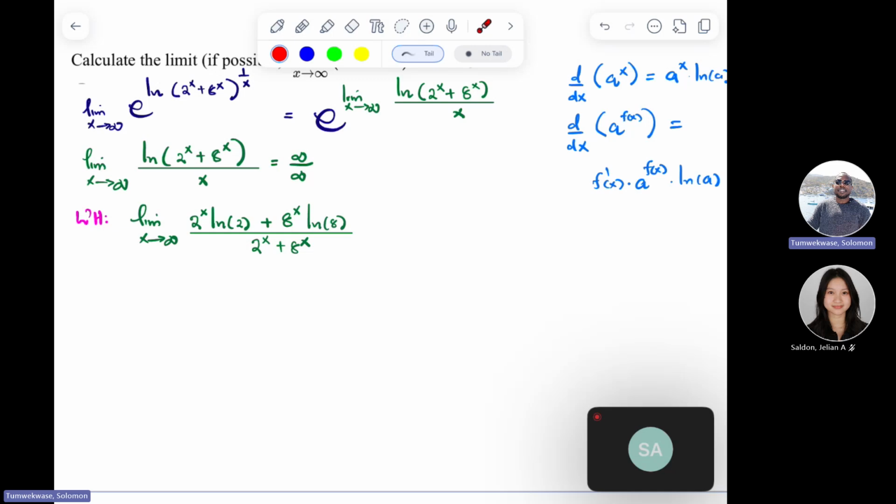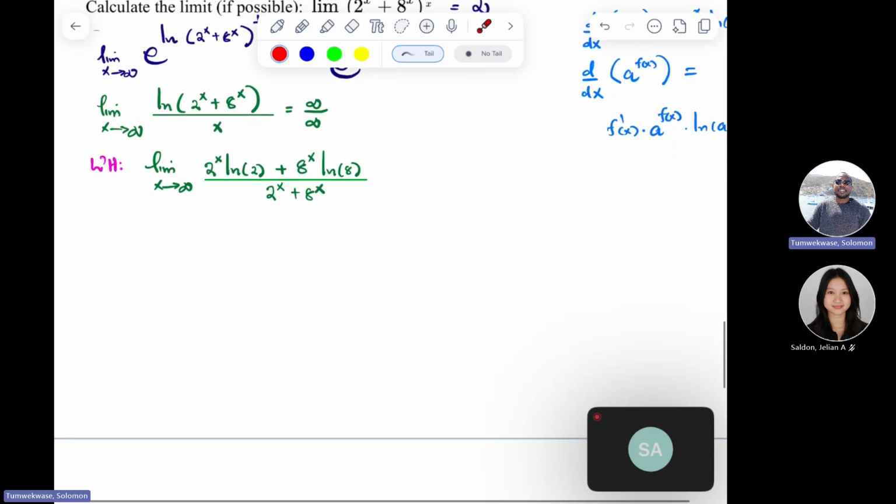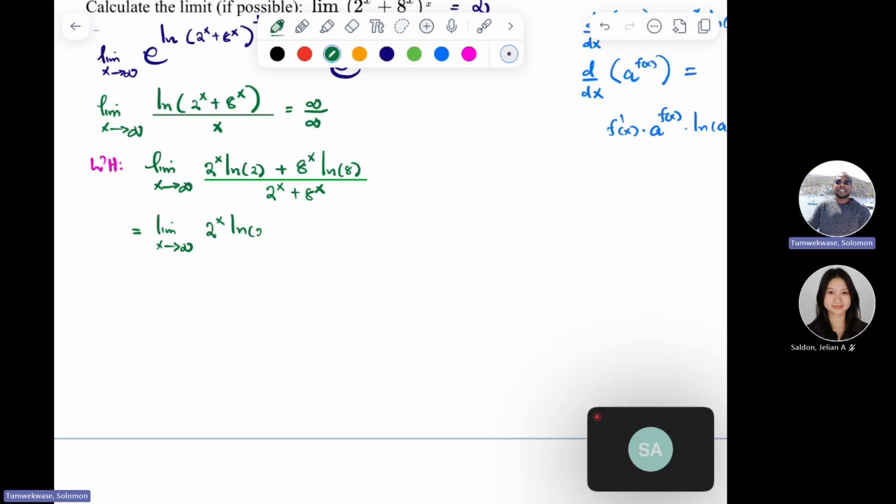that is fine. Now I need to play around with this function. You can play around with it in any way, but I can play around with it in a different way compared to what you would do, as long as you're doing the right thing. Okay. So this is the limit as x approaches infinity, and what I'm going to do, 2 to the x natural log of 2.